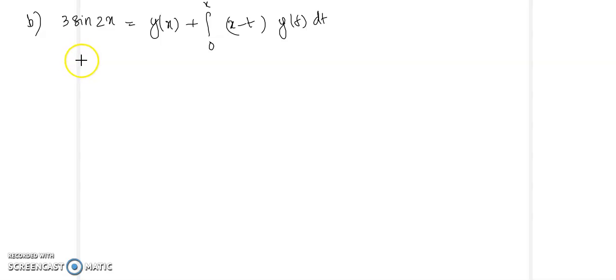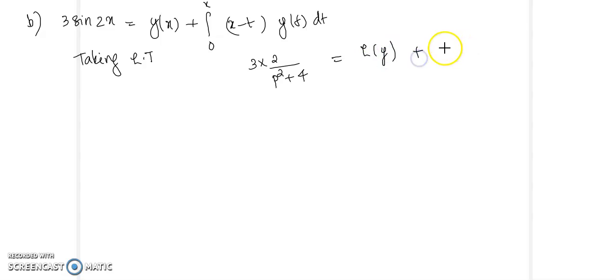And let us look at one more problem. This is the next question. So when you take the Laplace transform, you will get, so Laplace transform of sine 3x will be 3 into 2 by (p square plus 4). That will be equal to L of y plus, now the functions here are x and y. So you will get Laplace transform of x will be 1 by p square. So 1 by p square into L of y.